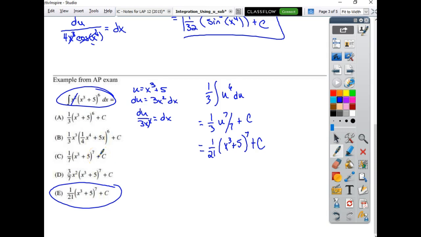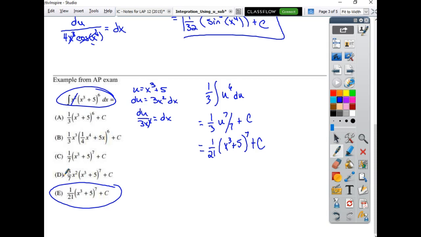Actually, they did a great job u-subbing. It's just that they forgot this 3. They just canceled that. In part D, they recognized that there was a 3, but they did a weird mix of u substitution and chain rule, which resulted in a 3/7 as opposed to 1/3, 1/7.